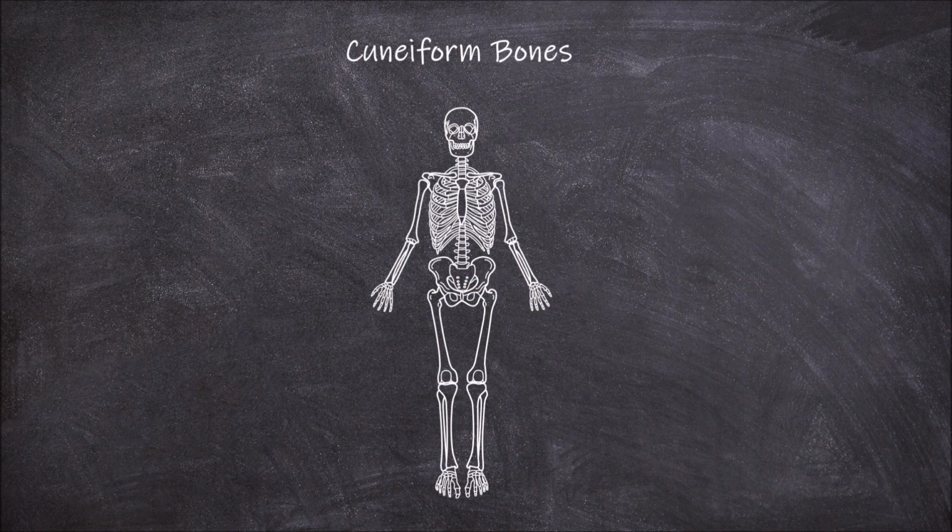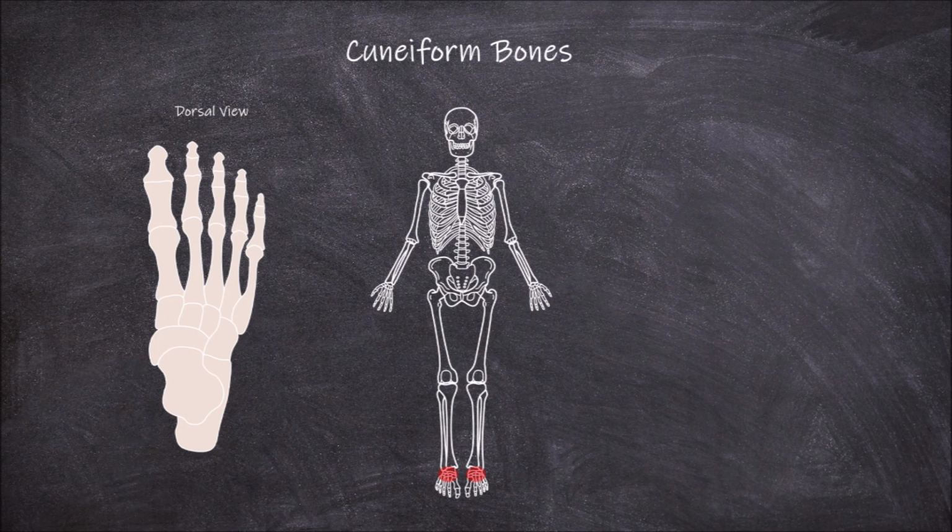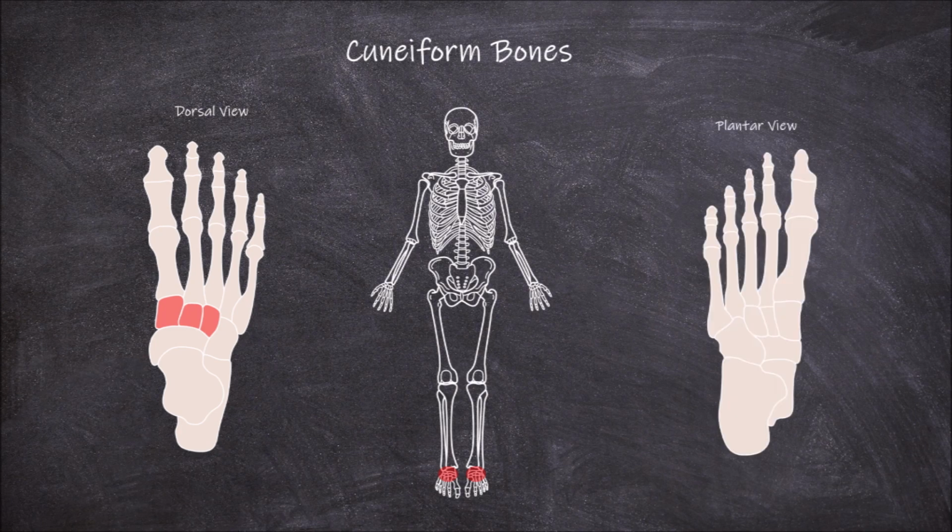The cuneiform bones are 3 bones located in each foot. If we look closer at the dorsal view of the right foot, which is the top of the foot, highlighted in red we can see the 3 cuneiform bones. If we now look at the plantar view of the right foot, which is the sole of the foot, the cuneiform bones are again highlighted in red.